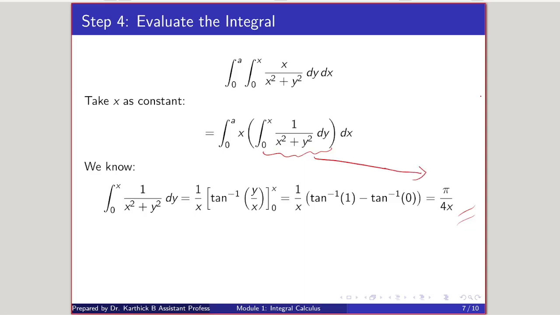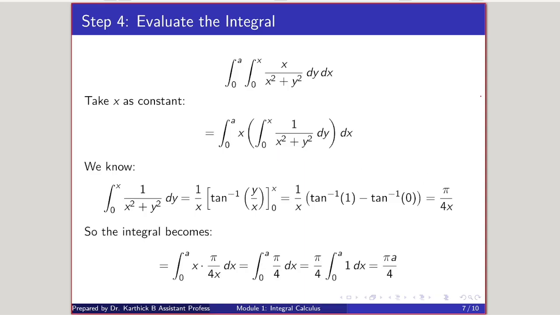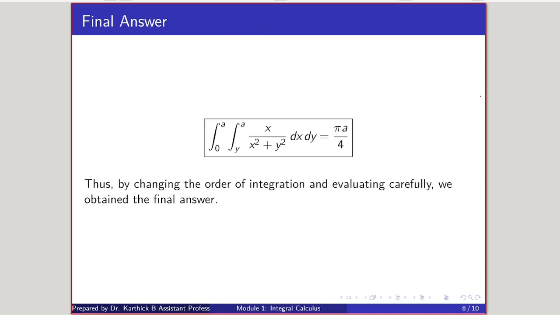Now if I substitute over here, what will happen? It will be x into pi by 4x. The x will get cancelled, then pi by 4 will be there, and this will remain a constant. So I may take x outside the integral simply, and integration and differentiation will get cancelled. Then at last the solution will be pi a by 4. So therefore this will be the final answer for this double integral by changing the order of integration.